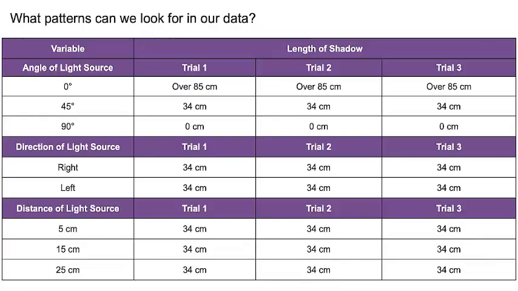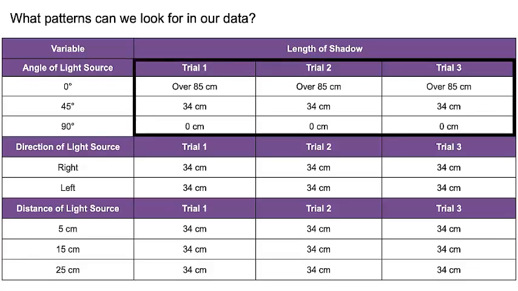What patterns can we look for in our data? We can look for a relationship between a variable and the length of the shadow, right? For example, when we increase the angle of the light source, what happened to the length of the shadow? The shadow length decreased, right? So the shadow length decreased as we increased the angle of the light source.